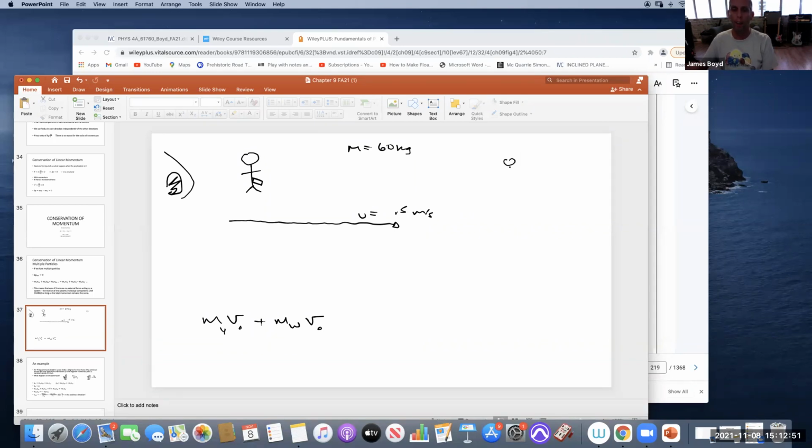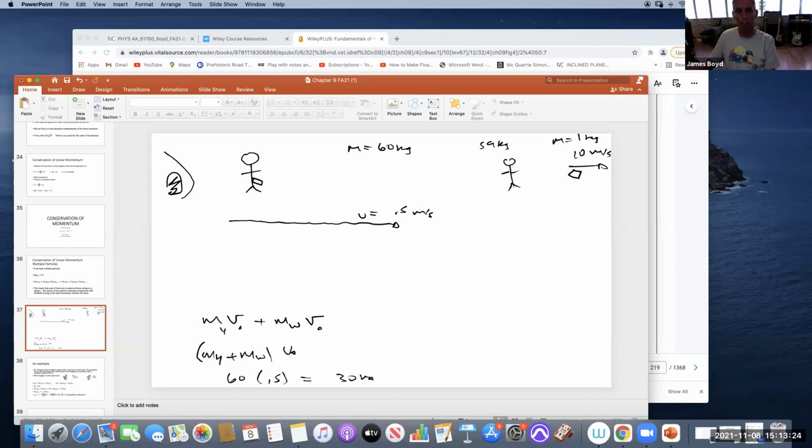So you throw the wrench, and the wrench goes sailing away at 10 meters per second. And let's say the wrench has 1 kilogram mass, okay? So now you're at 59 kilograms, going the other way, okay? Actually, let me come back to that. So this should really be mass of you plus mass of the wrench times the initial velocity, and that is 60 times 0.5, or 30 kilogram meters per second. That is your initial total momentum.